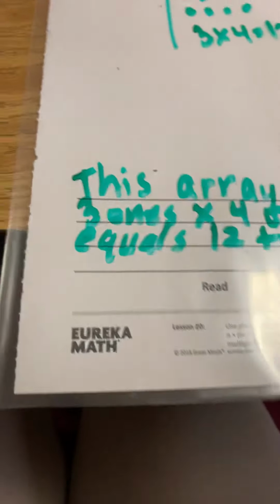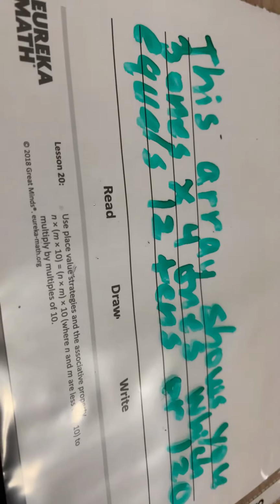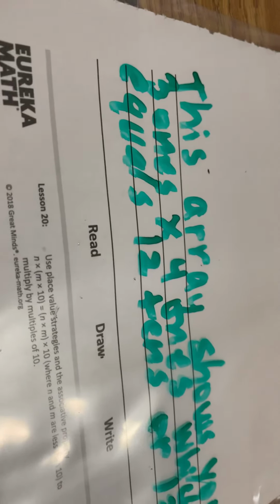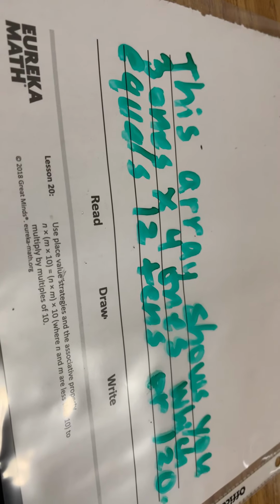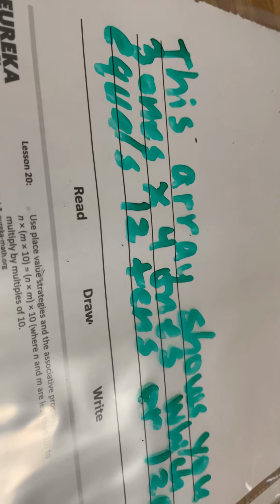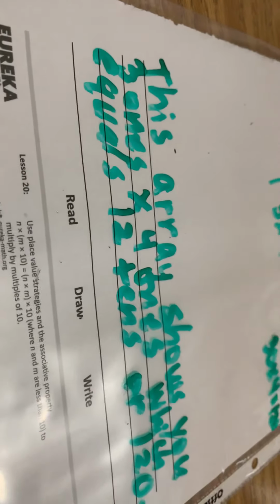So then you have to explain it in words. And I just put down for you, and I'll show you this. This array shows you 3 ones times 4 ones, which equals 12 tens or 120. And you can play this back to write down more if you need more time to write it down, since I'm going to be moving on.